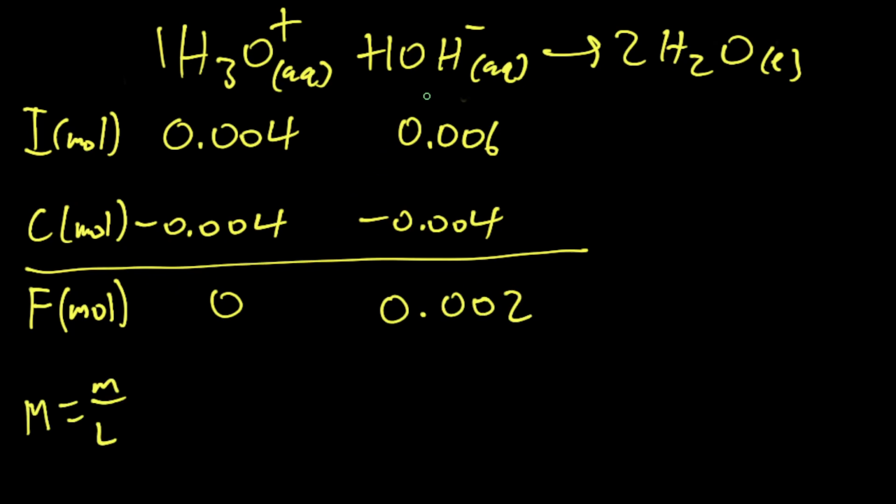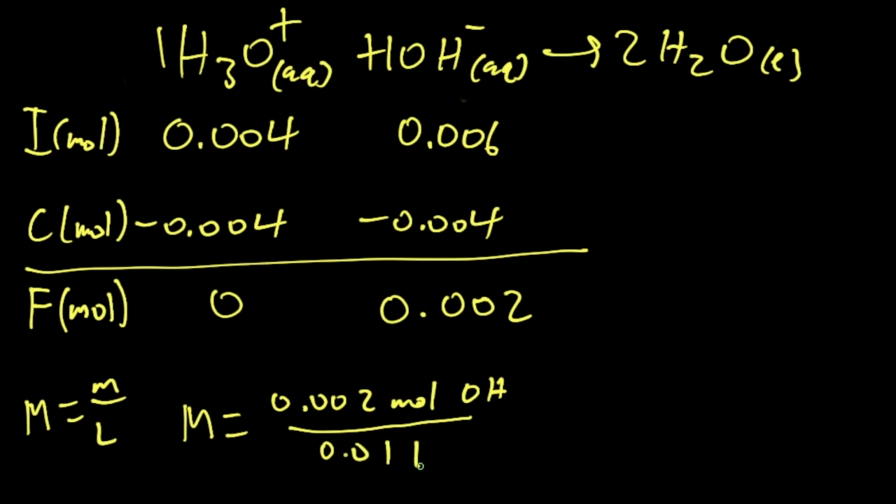Now, since the question asked for the concentration of OH-, we're going to have to use the molarity equation again. So, molarity is equal to 0.002 moles OH- over 0.1 liters. Now, the reason it's 0.1 liters is because this is the total volume of the entire solution of the strong acid and strong base. And this is going to equal 0.020 molar for the concentration of OH-.